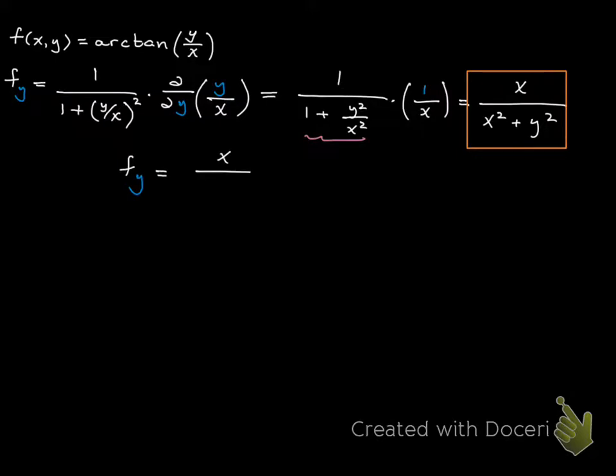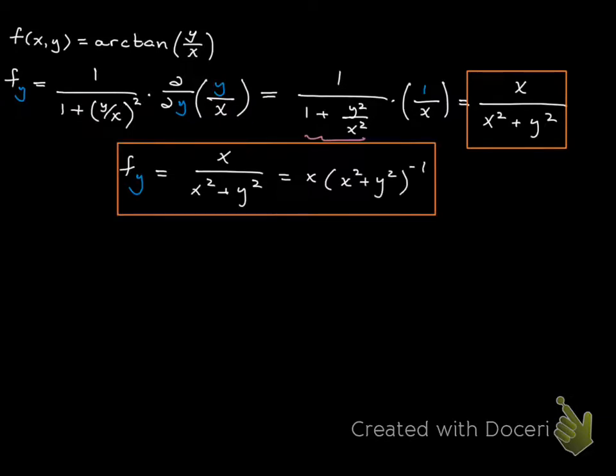So the first partial with respect to y is exactly what's in that orange box, but I can also treat it like x times x squared plus y squared to the negative first. Okay? So when I take a second partial with respect to y, what I look for is that the only y I have is in the denominator. So that means I do not need quotient rule when I'm finding fyy.